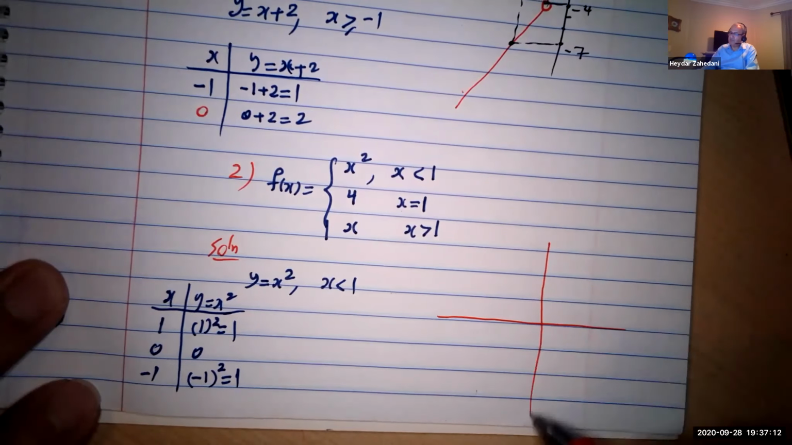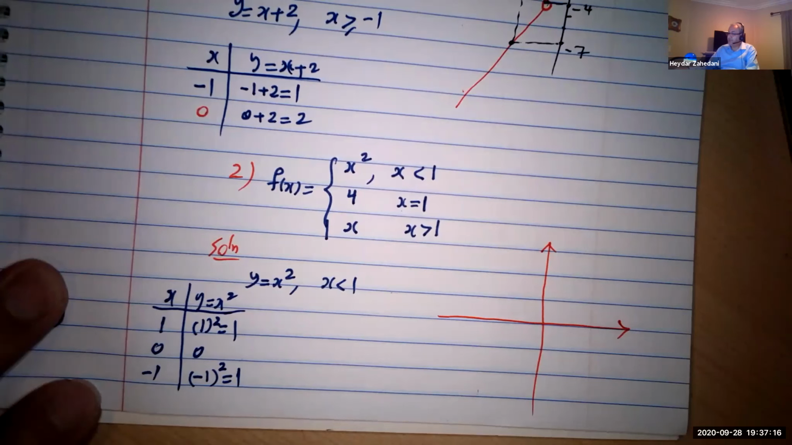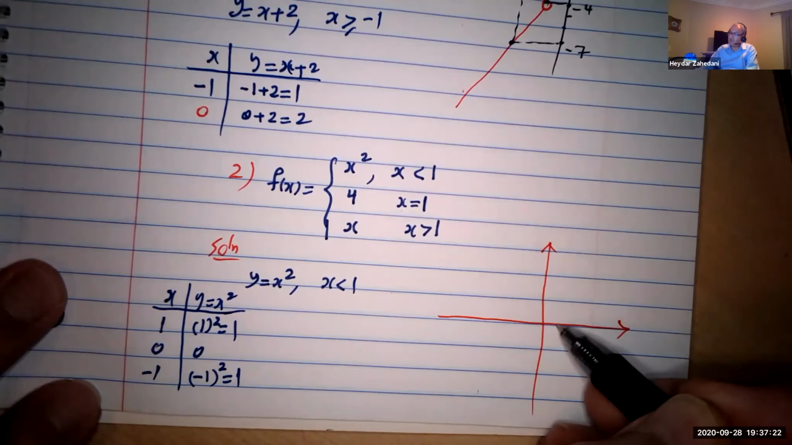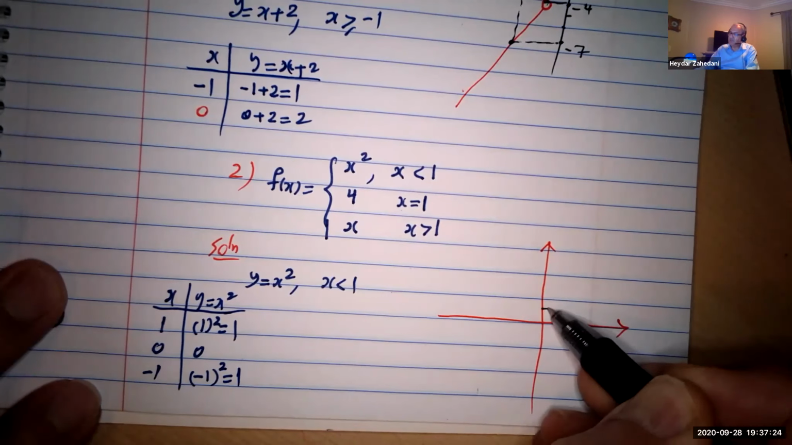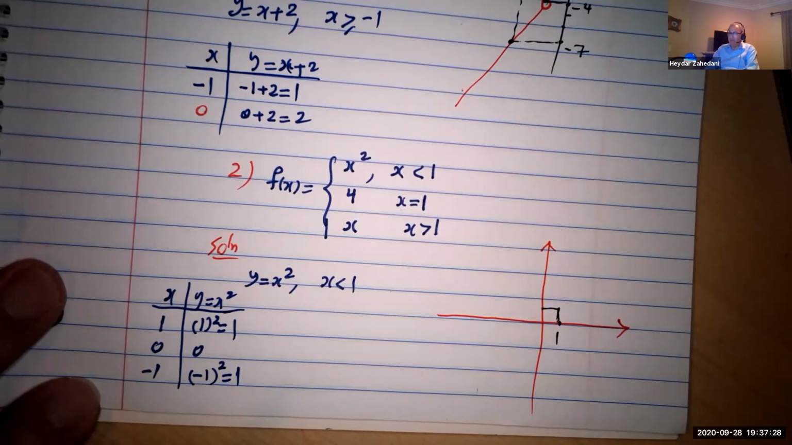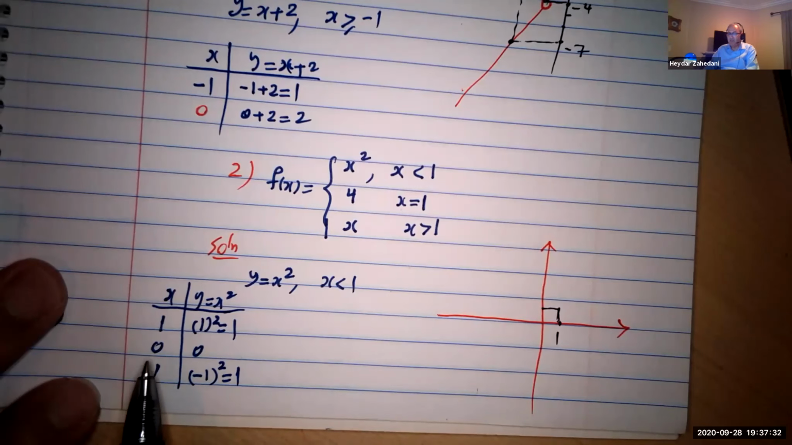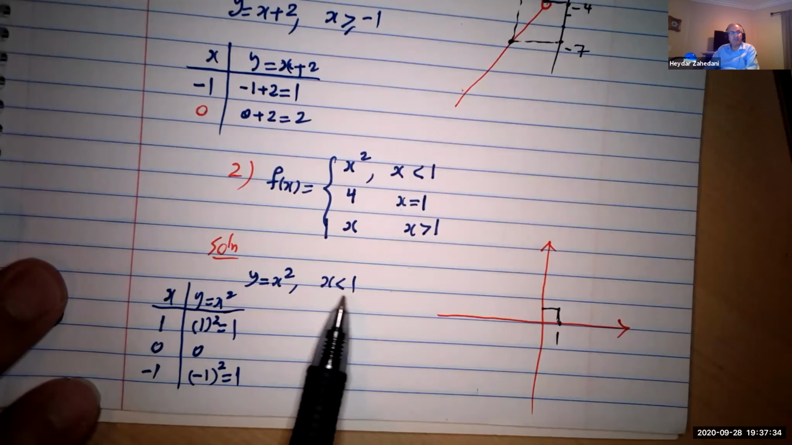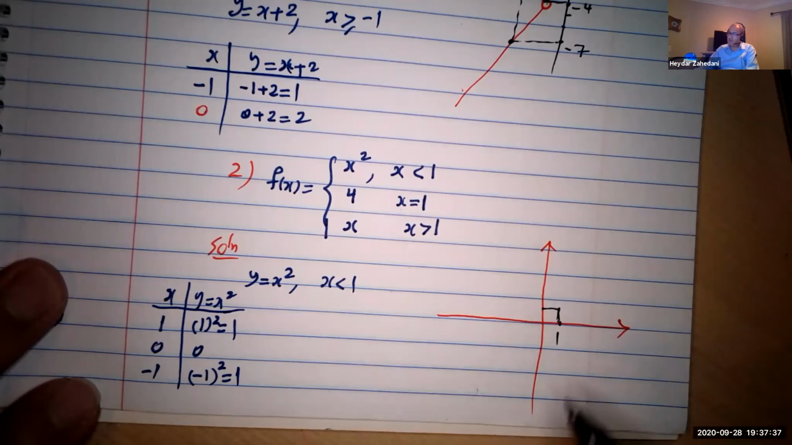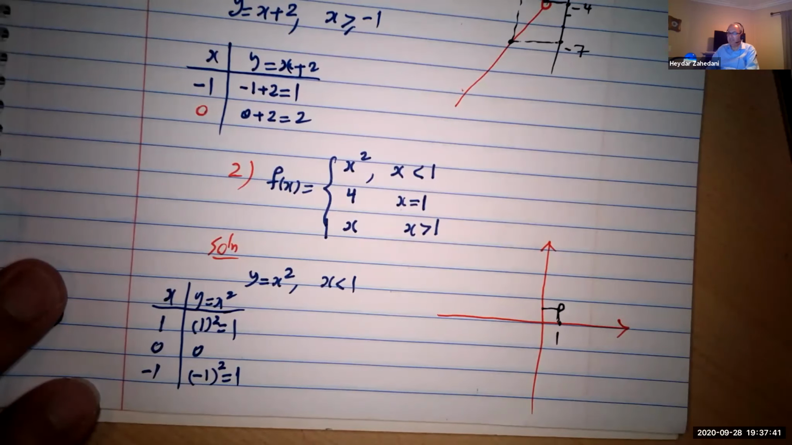So let's graph this part. It's going to be a curve. Okay, so we have 1, 1. But 1 is a partition point. You check it, you don't have an equality sign. So you have to make a hole here. Okay, we make a hole here.